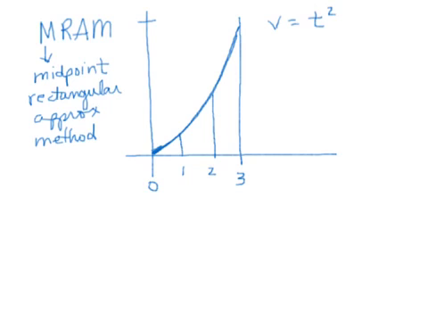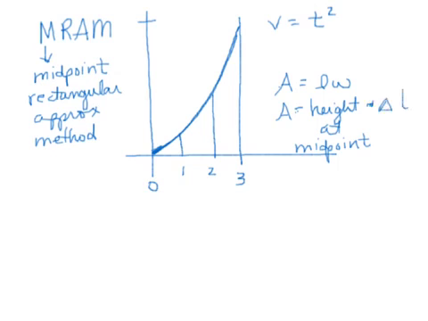Since an area of a rectangle is length times width, what we're going to replace length with is the height at the midpoint. And we're going to call width delta t, change in t, how wide each rectangle is. And in this case, delta t is going to be 1. Now, this whole height at the midpoint stuff, let's take a look at this.